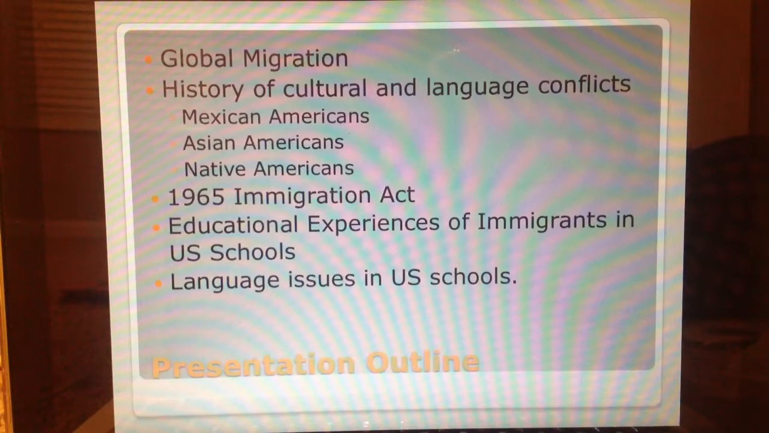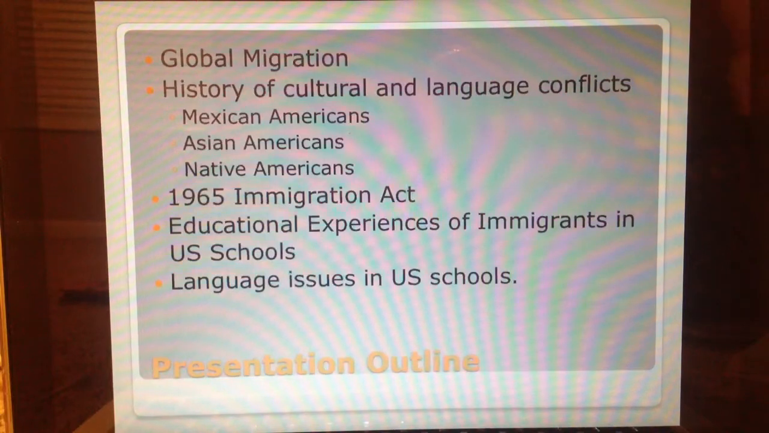The basics of what we will be discussing today would be global migration. I'm going to be talking about the history of cultural and language conflicts in our three different subgroups, which would be Mexican Americans, Asian Americans, and Native Americans. I will also be talking about the 1965 Immigration Act. I will be discussing educational experiences of immigrants in United States schools and also language issues in our U.S. schools.